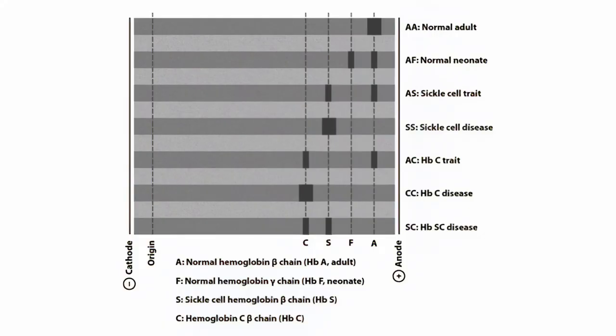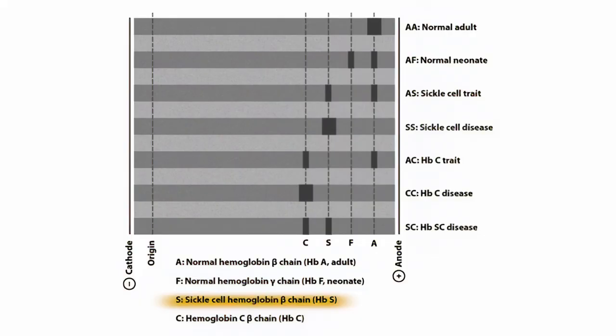So if all the hemoglobin migrates all the way to the right, that's a normal adult with all normal hemoglobin A. Neonates still have a fair amount of hemoglobin F, and hemoglobin F is slightly more positively charged, so it doesn't migrate quite as far to the right. So in a neonate, you see a band for hemoglobin A and a band for hemoglobin F.